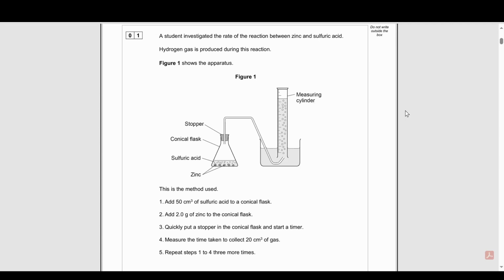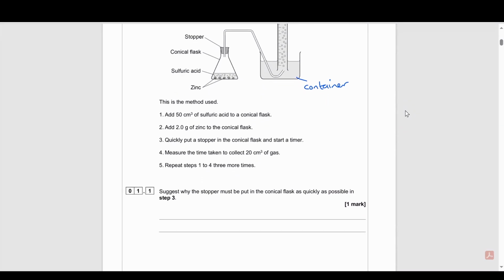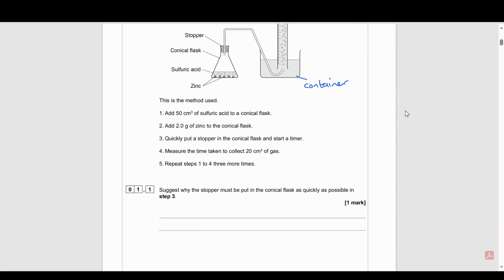So the apparatus is all labelled for us, except for this container. This is the method used. 1.1. Suggest why the stopper must be put in the conical flask as quickly as possible in step 3. So reading step 3, it says quickly put a stopper in the conical flask and start a timer.